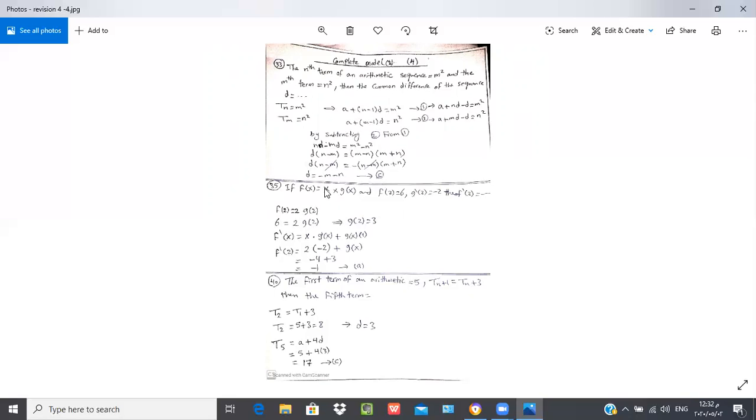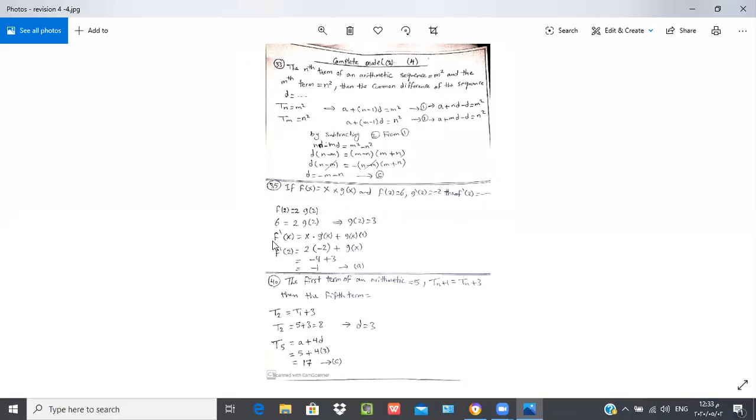Here, if f of x equals x multiply g of x, and f of 2 equals 6, and g dash of 2 equals negative 2, he asks you to find f dash of 2. Here, he said f of 2 equals 6. Instead of x, I will put 2. In f of 2, I will take x and put 2 instead of it. In g of 2, instead of f of 2, I will put 6. It will be g of 2 equals 3.